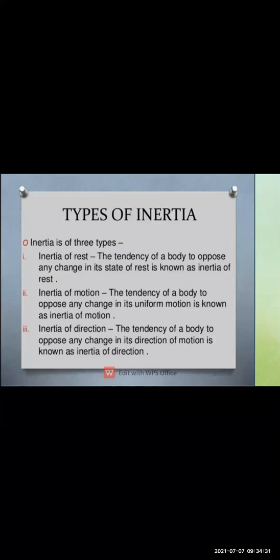Okay, so here are the three types of inertia: inertia of rest, then inertia of motion, and directional inertia. So here are the three topics.